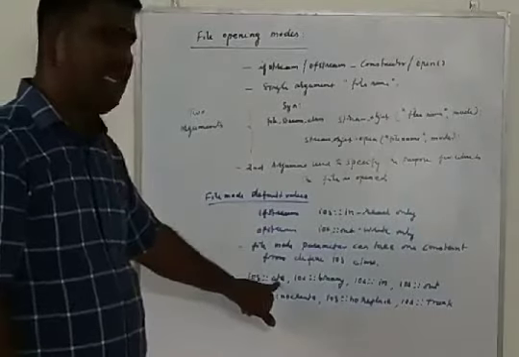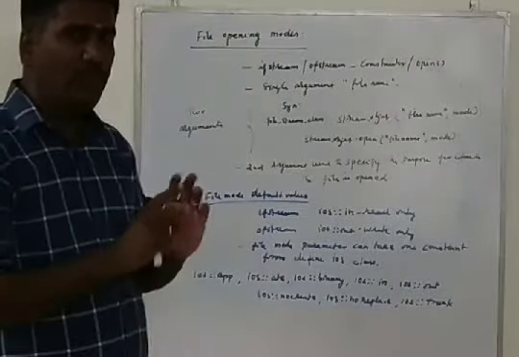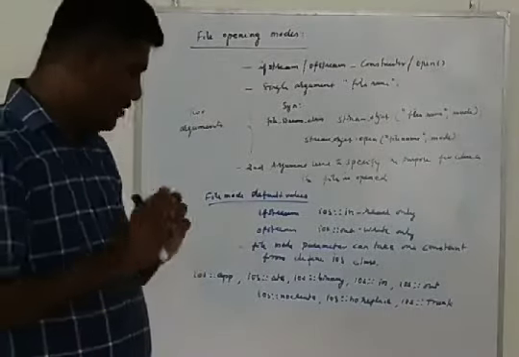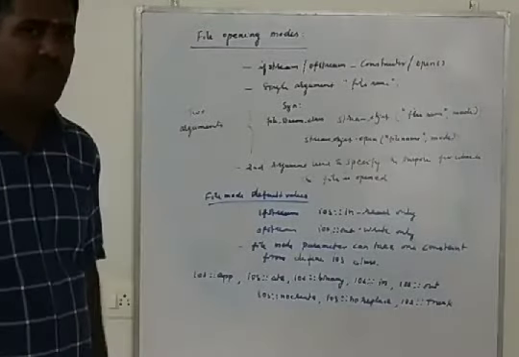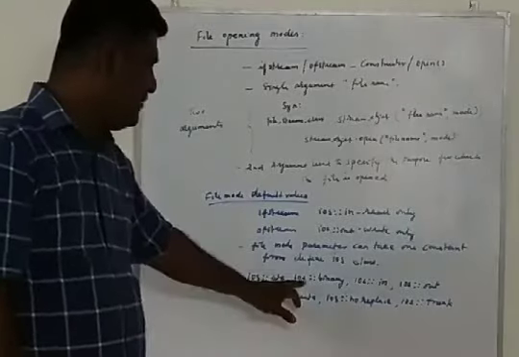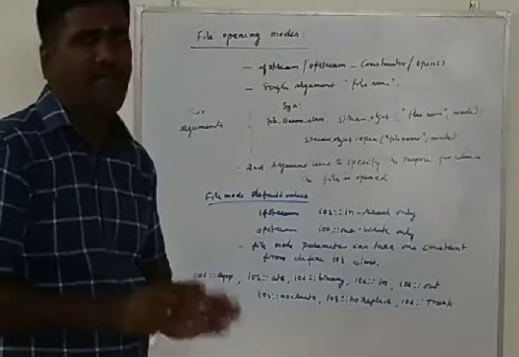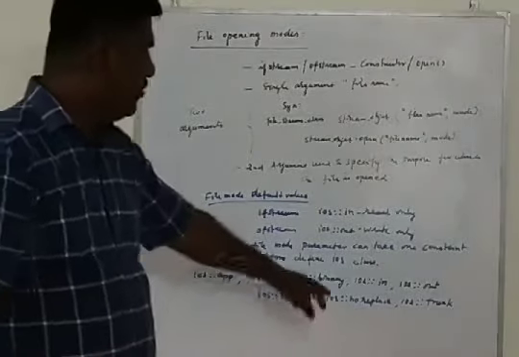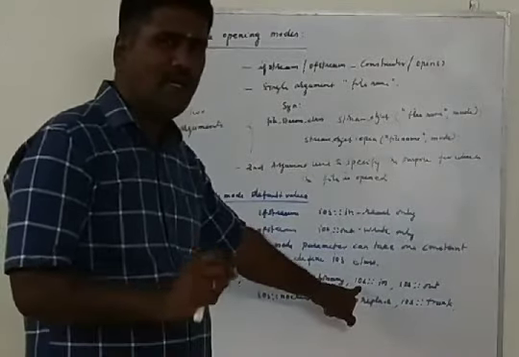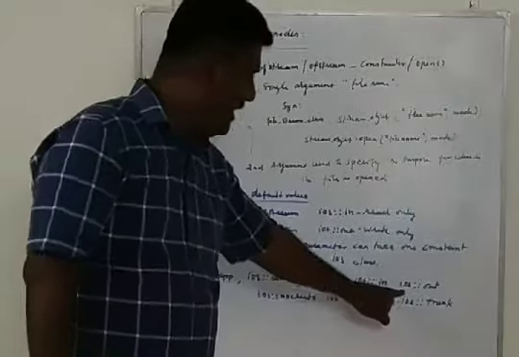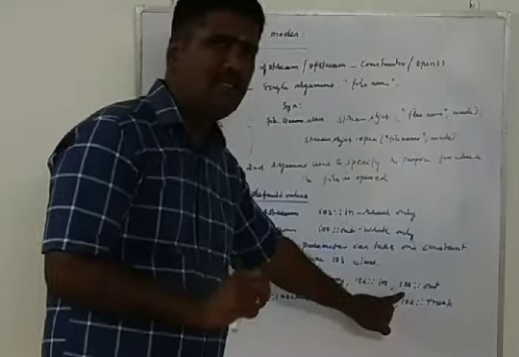Next, ios::ate. On opening the file, the file pointer goes to the end of the file. Next, ios::binary is used for binary files. You already know ios::in is for read only, reading purpose, and ios::out is used for writing purpose, writing content to the file.